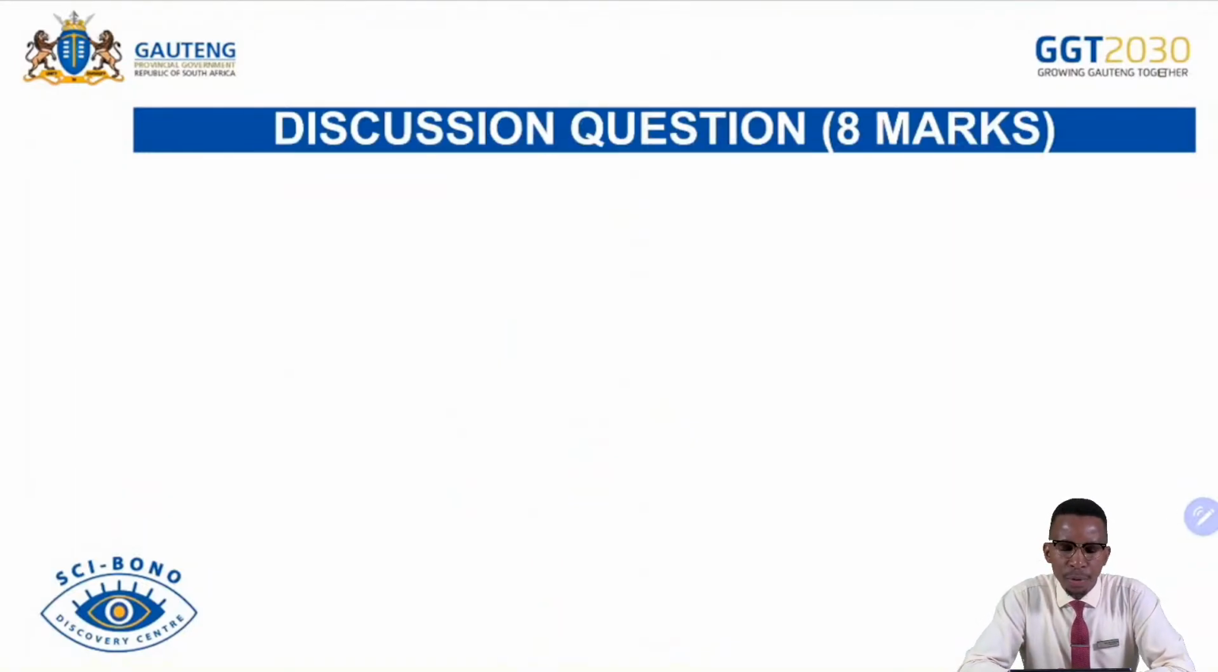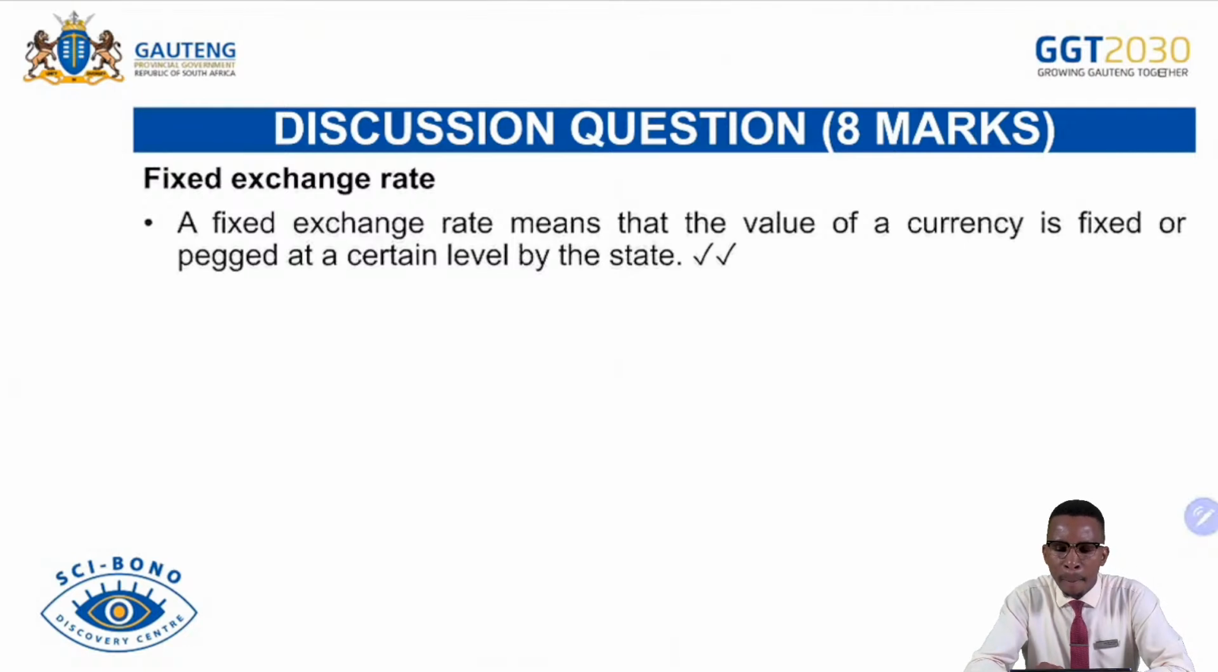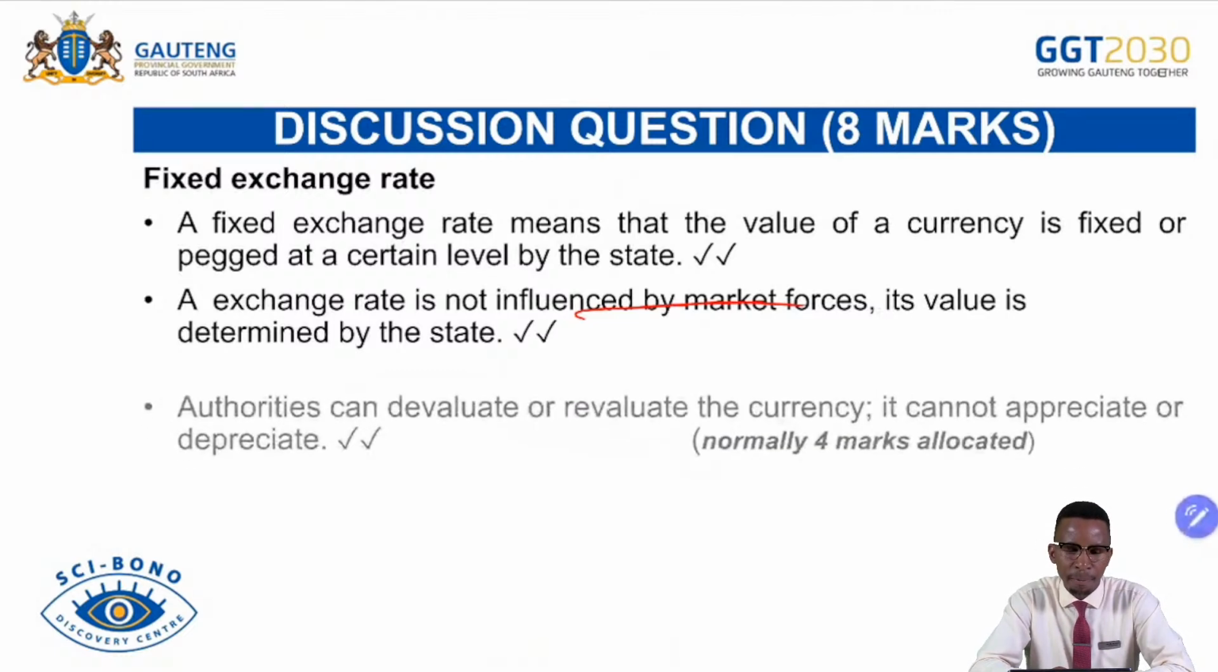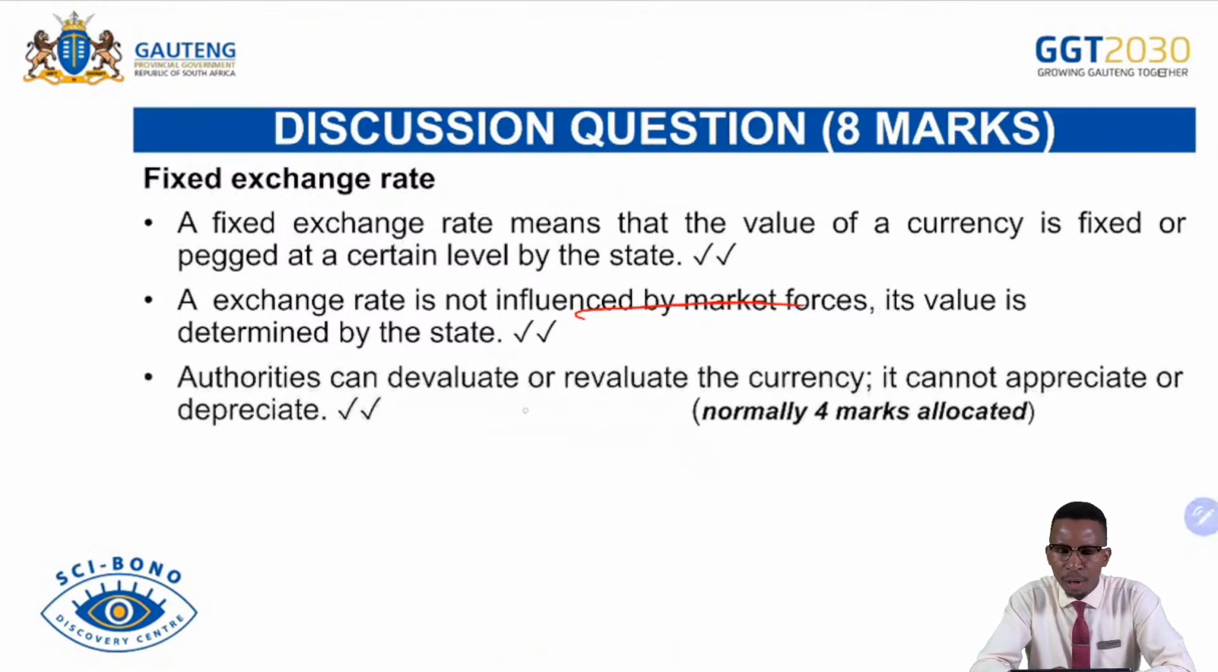And then we continue. The fixed exchange rate. A fixed exchange rate means that the value of the currency is fixed or pegged at a certain level by the state for a given period of time. The exchange rate is not influenced by market forces. Its value is determined by the state or the government. Authorities can devalue or revalue the currency. It cannot appreciate or depreciate because of market forces. So the mark allocation will be 4 in this case.